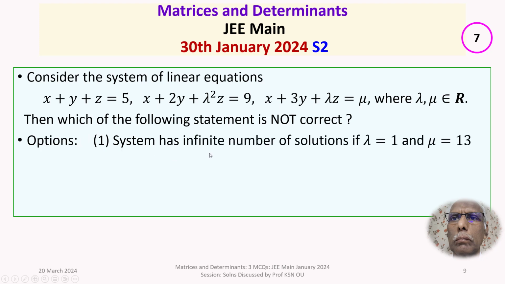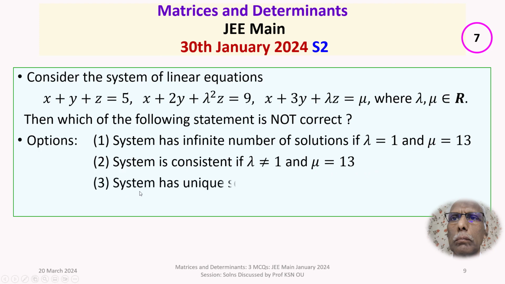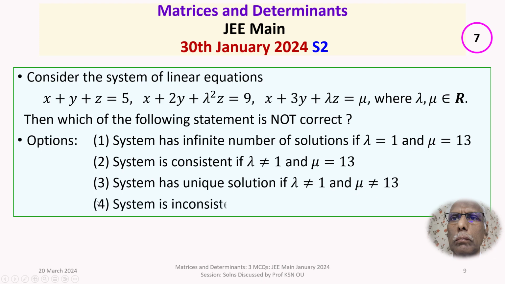Option 1, system has infinite number of solutions if lambda is equal to 1 and mu is equal to 13. Option 2, system is consistent if lambda not equal to 1 and mu is equal to 13. Option 3, system has unique solution if lambda not equal to 1 and mu not equal to 13. Option 4, system is inconsistent if lambda is equal to 1 and mu not equal to 13.